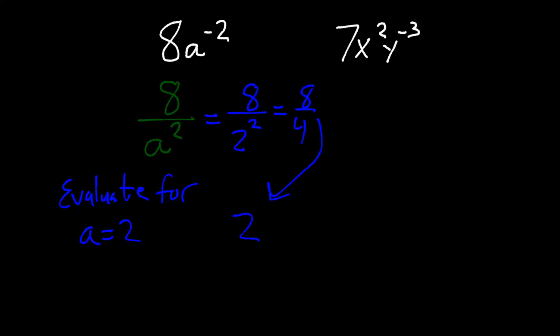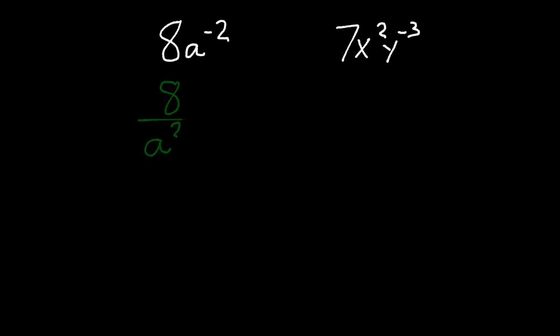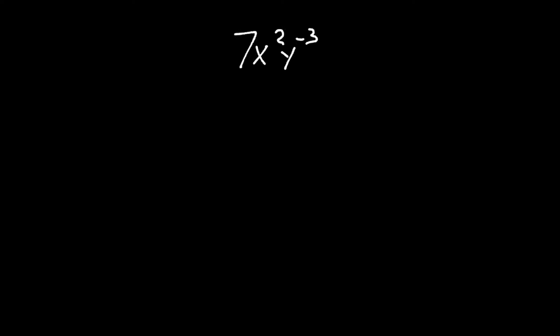Alright, now let's take a look at the other example I have over here. This one looks a little bit bigger because I have two variables. I've got x and y, and I've got a 7. So let's move this over to the middle. And what do we got here? 7x squared y to the negative third.